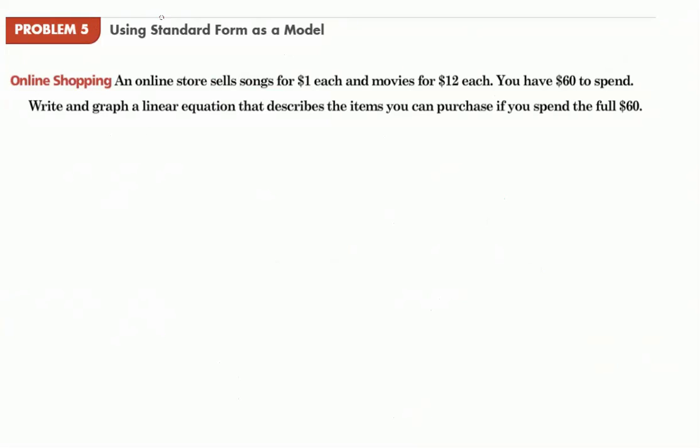Alright, for the last problem, we want to use the standard form as a model. An online store sells songs for $1 each. So songs are $1 each. And then we have movies that are $12 each. And you have up to $60 to spend. They want you to write and graph a linear equation that describes the items you purchased if you spend a full $60.